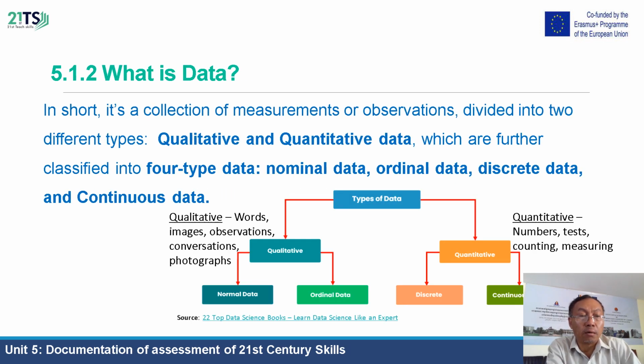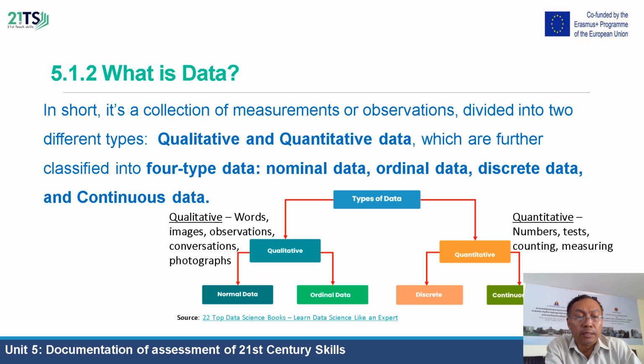What is data? In short, it's a collection of measurements or observations divided into two different types, known as qualitative and quantitative data, which are further classified into four types of data, such as nominal data, ordinal data, discrete data, and continuous data.